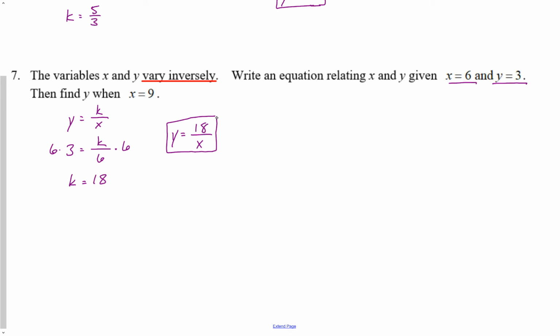Again, we have a second task in this problem. We are told to find y when x equals 9. So that means we're going to take the equation that we just wrote, the specific equation that is, and substitute 9 for x, and then just simplify and find that y equals 2.